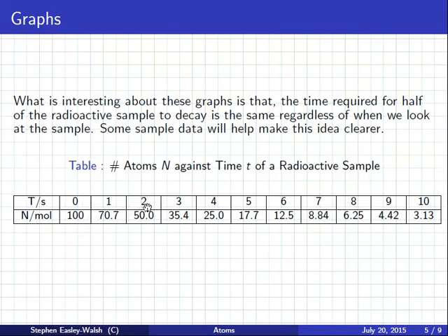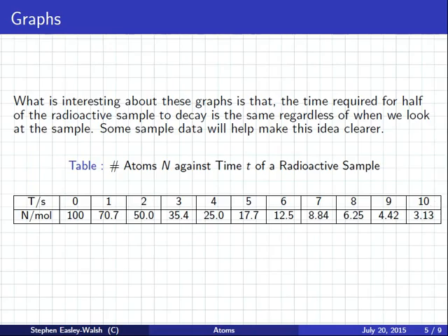2 seconds later, we have 50 moles. 2 seconds later again, we have 25 moles. 2 seconds later again, we have 12.5. So every 2 seconds, what happens? We have half the number of atoms remaining. And it doesn't matter where we start. For example, if I start at 4 seconds, 2 seconds later I still have half. Or if I start at 8 seconds, 2 seconds later I still have half.